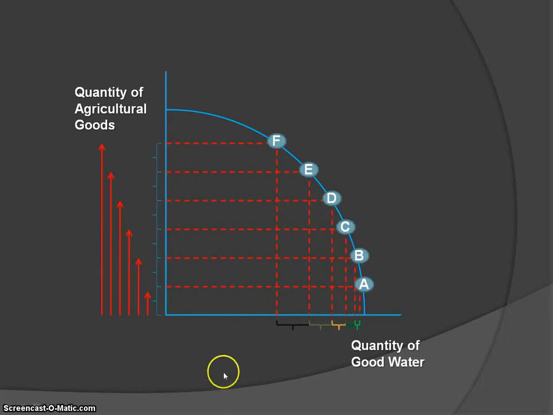So in this case here, we have chosen to increase production of our agricultural goods from point A straight across to point F, which results in us giving up or sacrificing or incurring an opportunity cost that gets larger and larger each time. And therefore, this particularly shaped production possibility frontier, which displays increasing opportunity cost, is consistent with our discussion question.